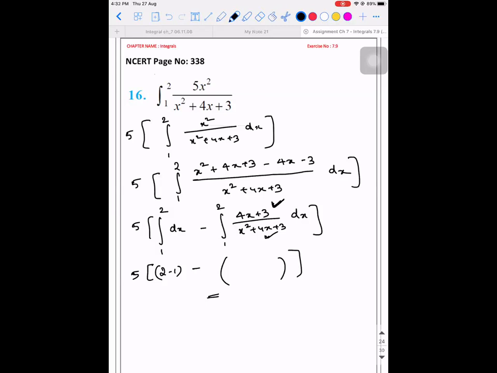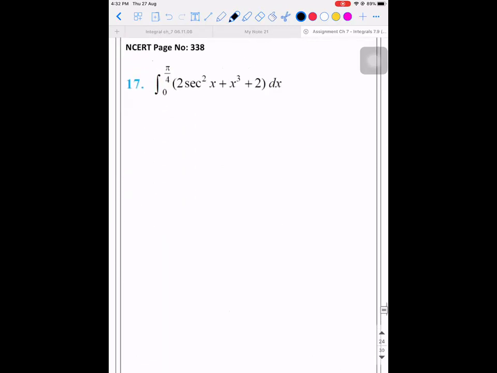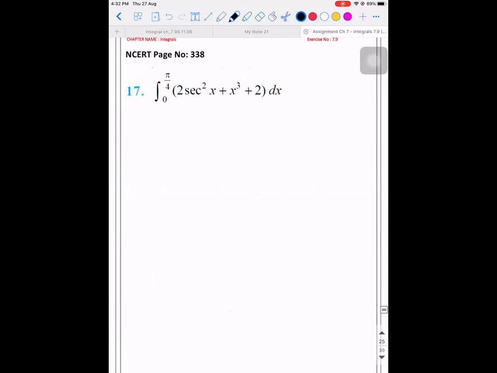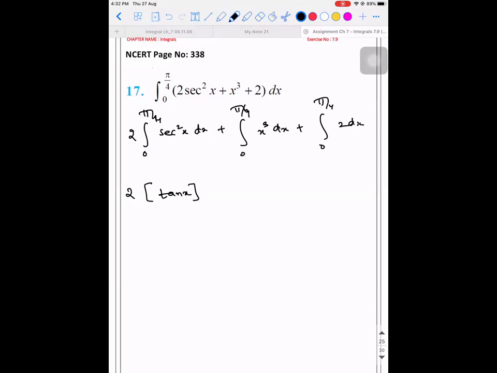Clear with this? Shall I move on? Yes, sir. Okay. Now tell me how to solve this integral of 0 to pi by 4, 2 into secant square x. So 2 into integral of 0 to pi by 4 secant square x dx plus integral of 0 to pi by 4 x cube dx plus integral of 0 to pi by 4 2 dx.